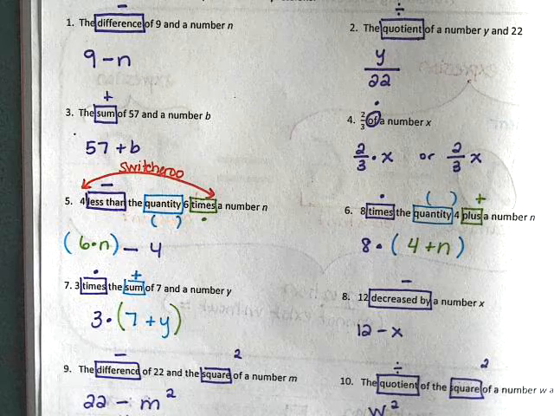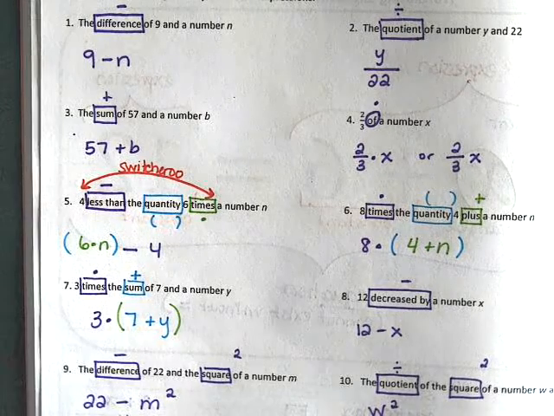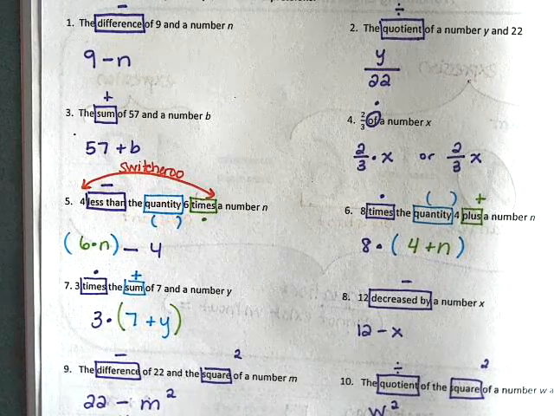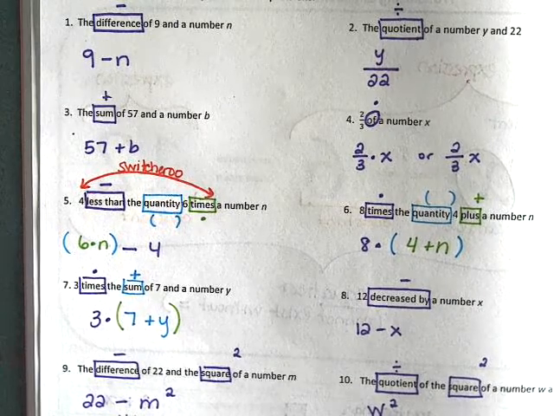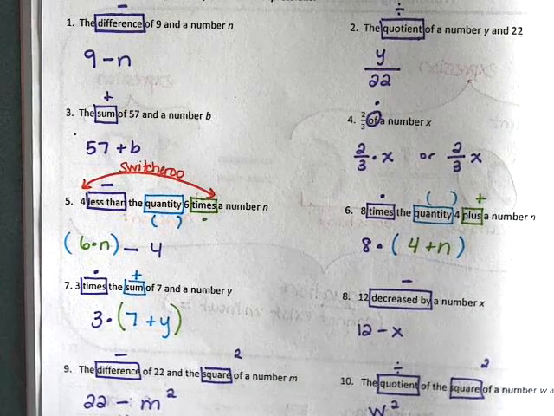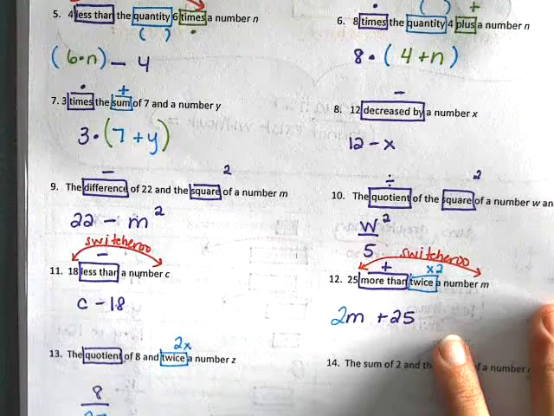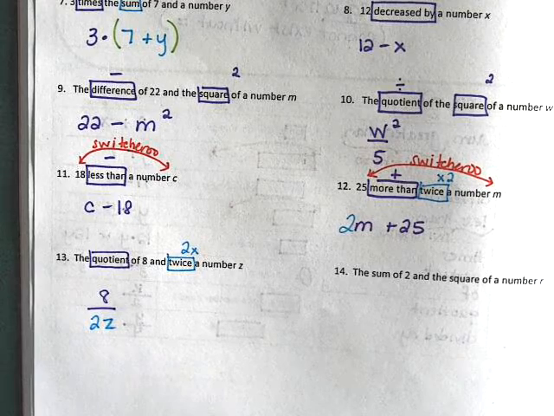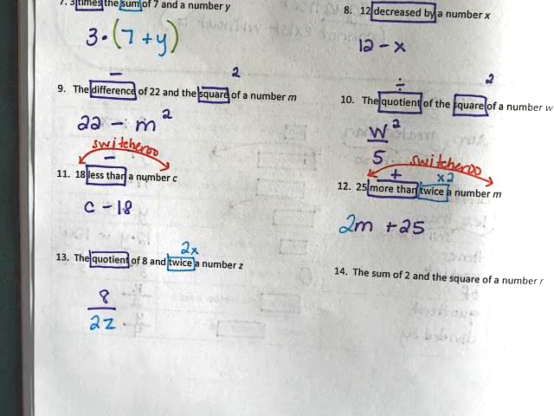The quotient, meaning division, of 8, so 8 goes on the top, and twice, meaning 2 times the number z, so 2z goes on the bottom. Woo, you can't even see what I'm writing. There we go. Oh my gosh, I am so sorry. I'll give you a second to catch up on writing that. I forget sometimes that you can't see the whole paper. Let me give you a second.